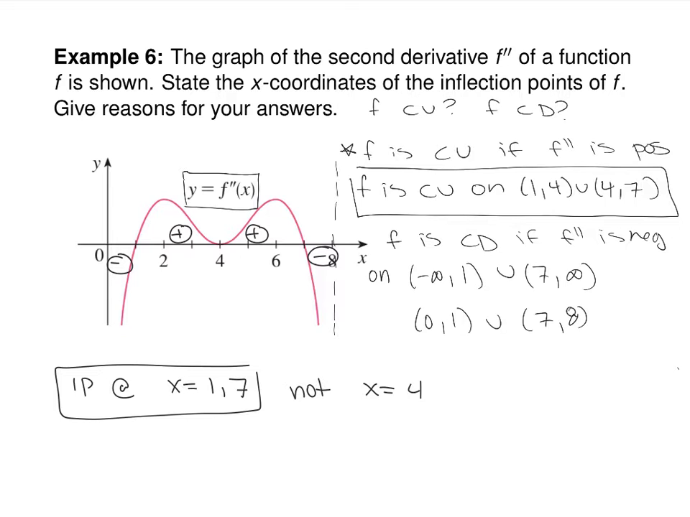No, 3 and 5 would be true if this were a graph of F. Does that make sense? So, yeah, it's different if you're given a graph of F versus a graph of F prime prime. If it were F, then yes, those would be the inflection points. But it's not F, it's F prime prime. It does make it hard.